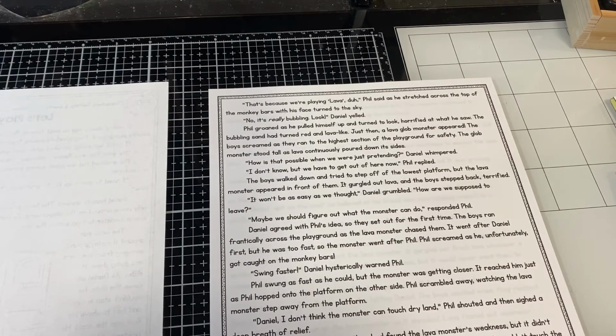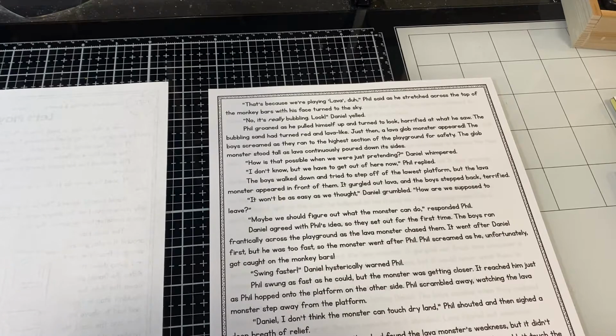The boys walked down and tried to step off the lowest platform, but the lava monster appeared in front of them. It gurgled out lava, and the boys stepped back, terrified. "It won't be as easy as we thought," Daniel grumbled. "How are we supposed to leave?"